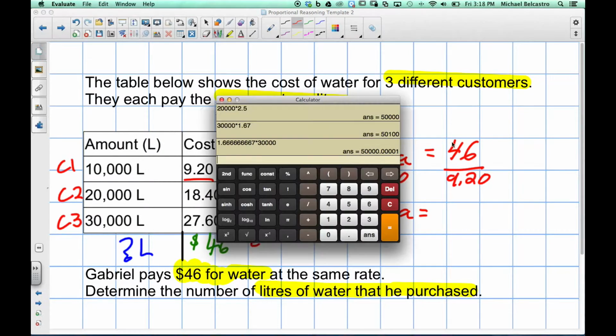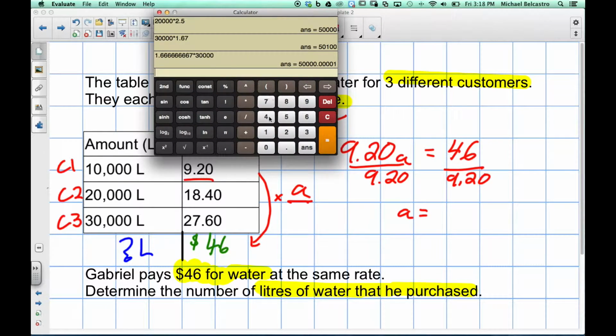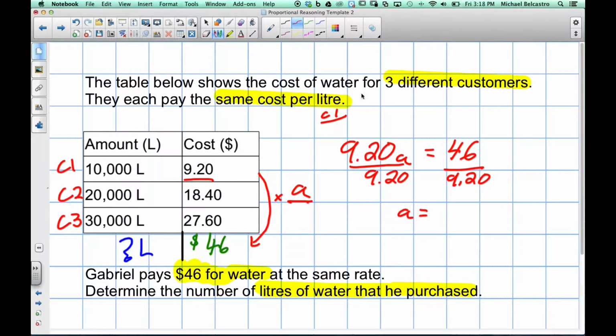And we need to figure out what this number is. This number will tell us what we need to multiply by. So we'll take our 46 divided by 9.2. And the answer is 5. Great. So our a value is 5. So what that's telling us is if we take the amount of liters that customer 1 bought, that's the 10,000 liters, and we multiply it by the a value, which we just discovered is 5, we'll figure out how many liters Gabriel must have purchased.